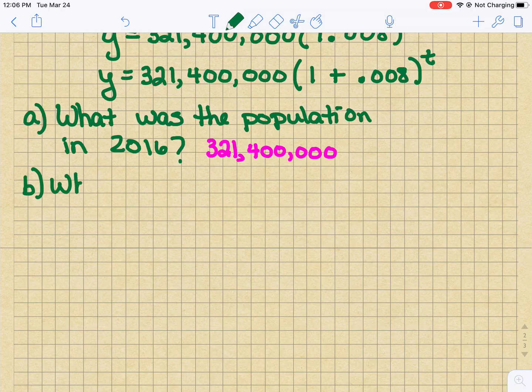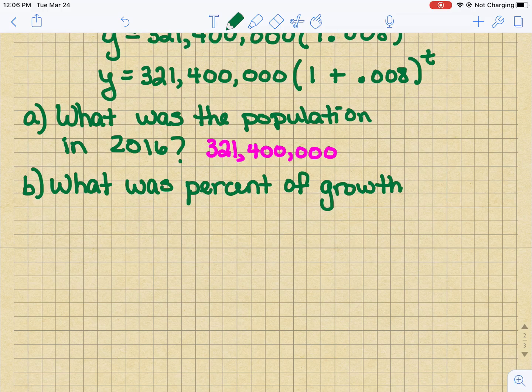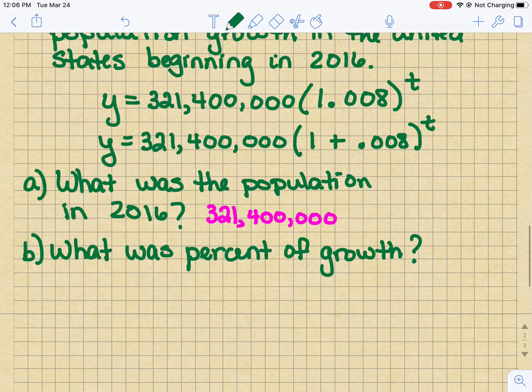What was the percent of growth? Now you have to read this carefully. I asked for a percentage. I did not ask for a decimal. In the original problem up there, it's in decimal form because that's how it has to be in an equation. Well, if we divide a percent to get to a decimal, what do we need to do to a decimal to get to a percent?